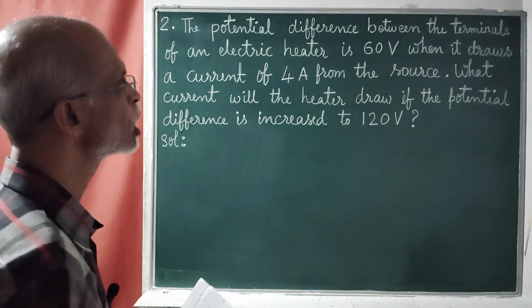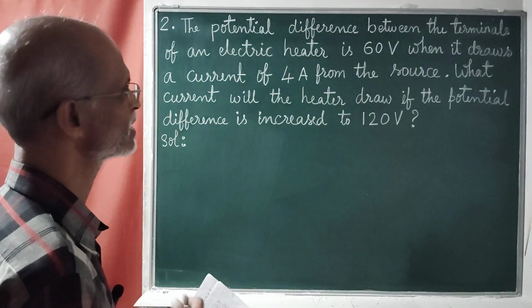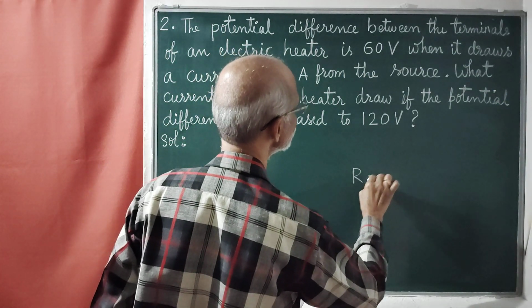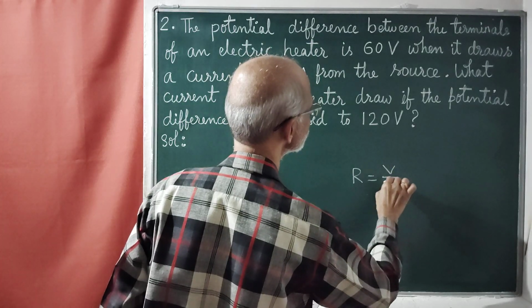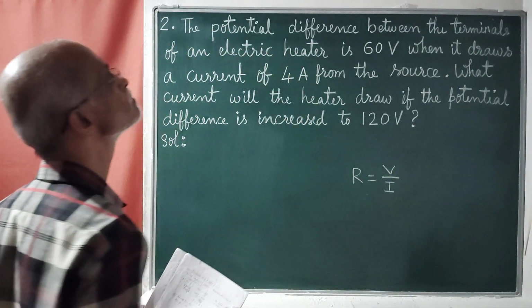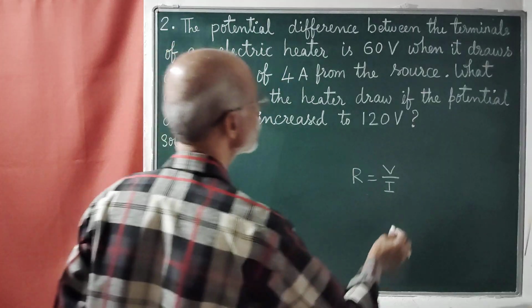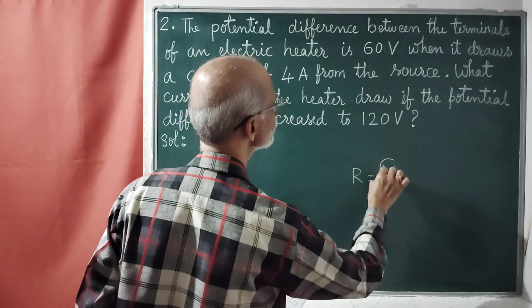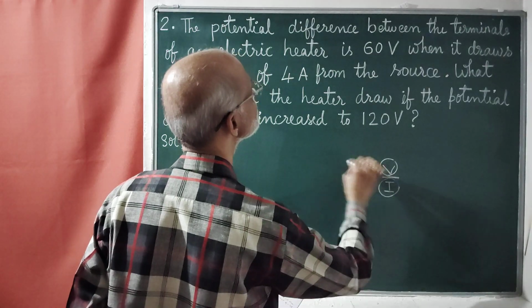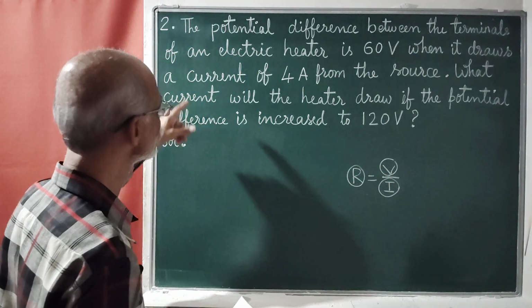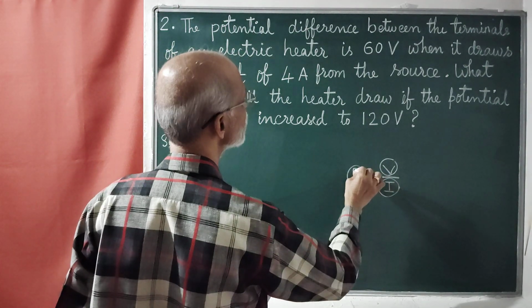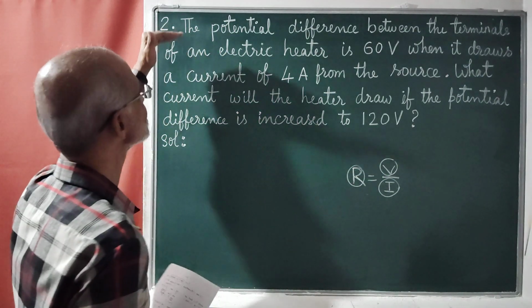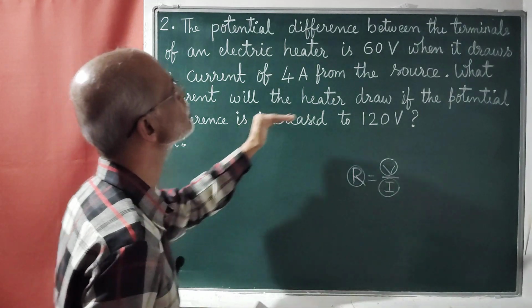By using Ohm's law, we can calculate the current. Ohm's law says R equal to V by I. To calculate the current, we require the potential difference and the resistance. So in case 2, we don't have the resistance. We'll calculate the value of R by using case 1. Then we'll come to case 2.